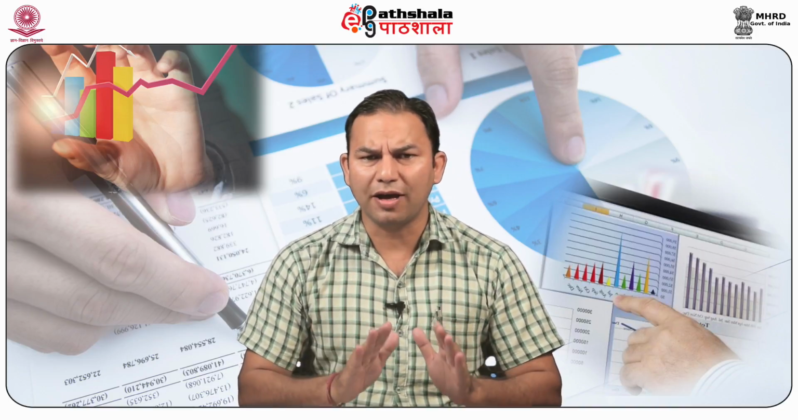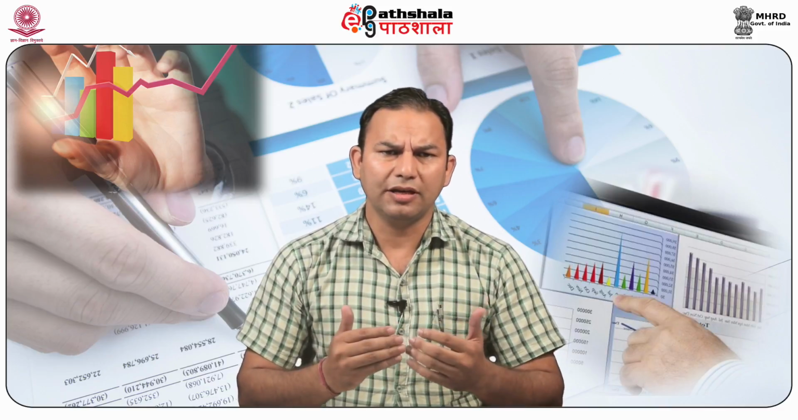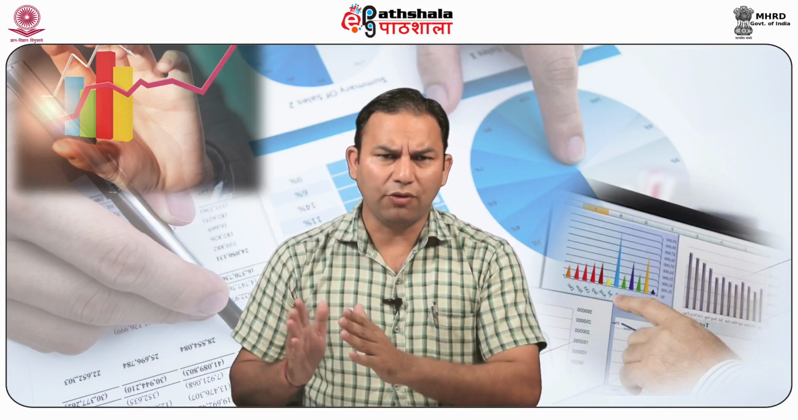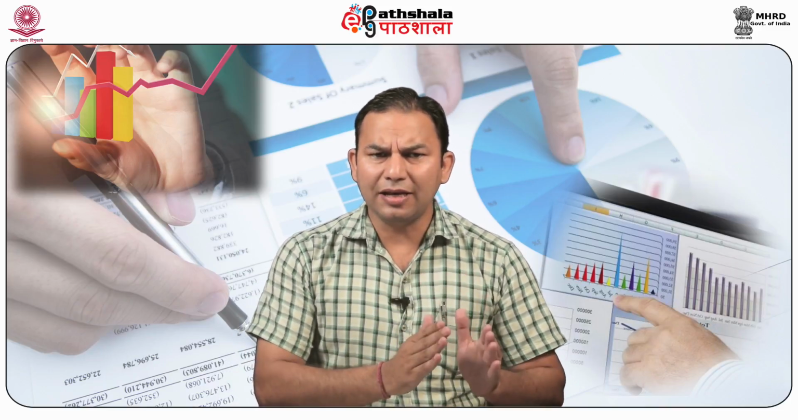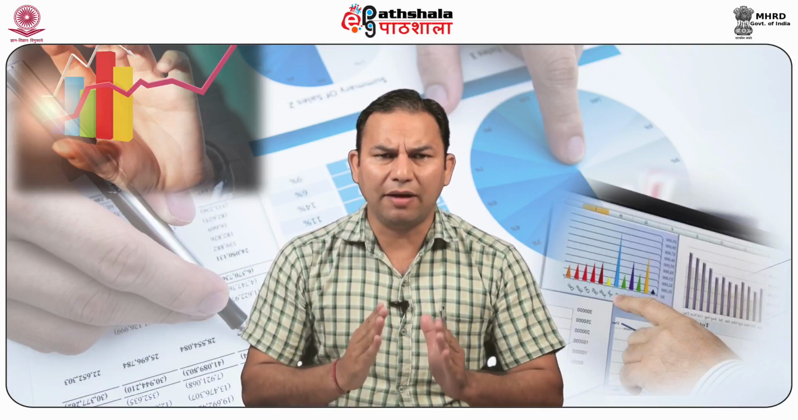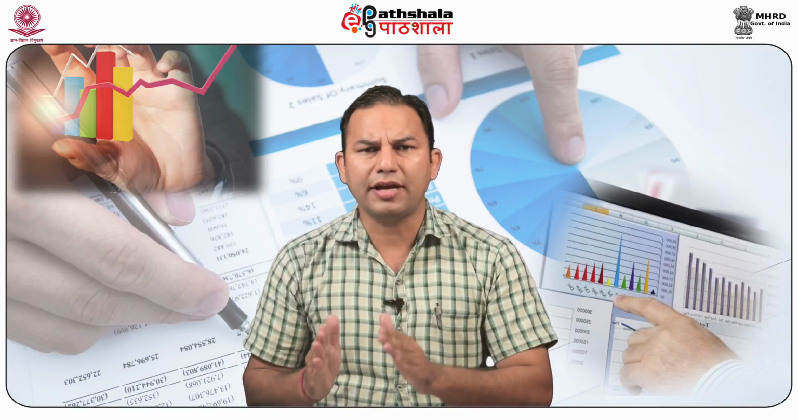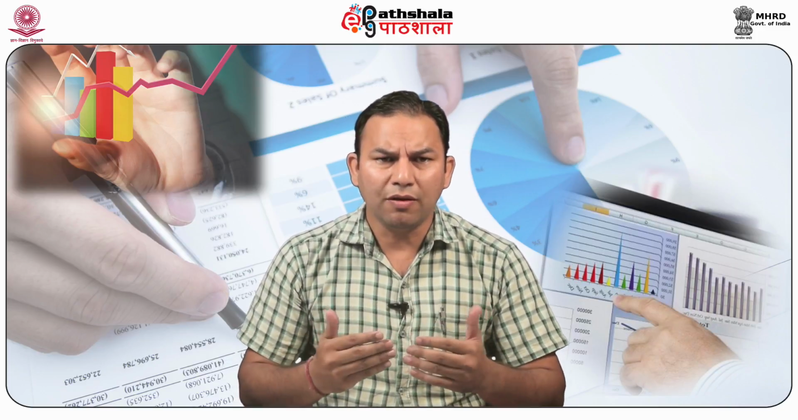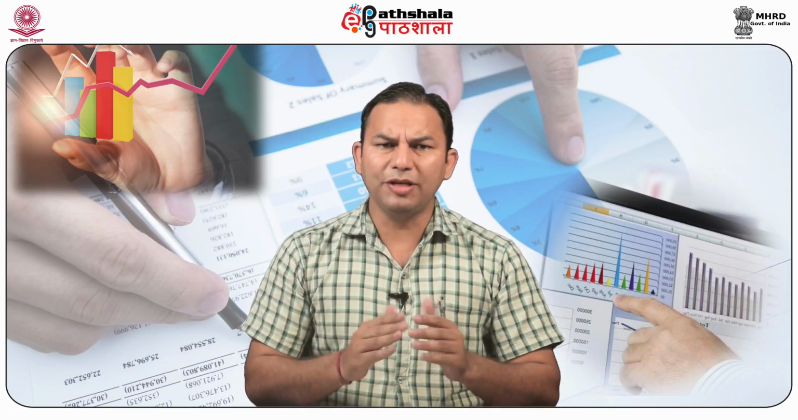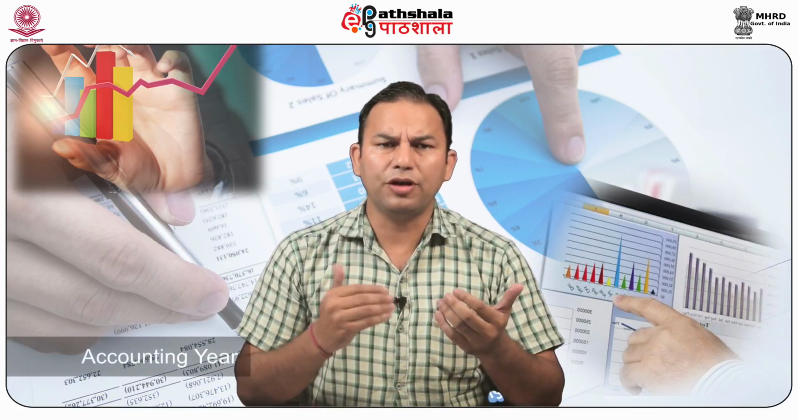In order to satisfy these objectives, a set of statements including the trading, profit and loss account and the balance sheet are prepared. Collectively, these are known as final accounts. Preparing final accounts is the last step in the entire accounting cycle, which gives a conclusive and important overview of the working of the business throughout the accounting year.